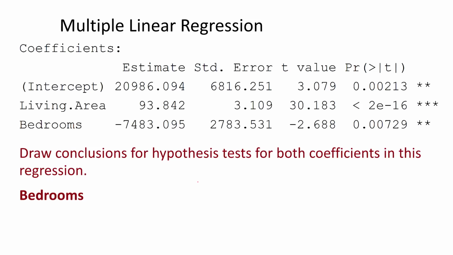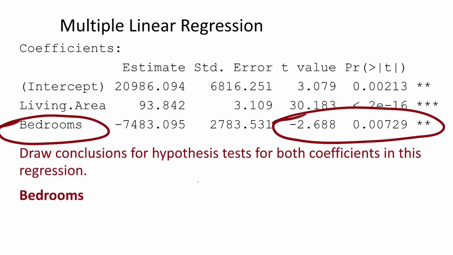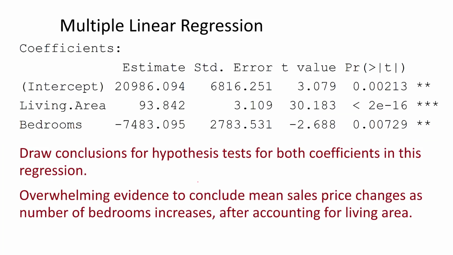All right, let's try for bedrooms. So again, we've got our output for bedrooms. The test statistic is negative 2.69, and the p-value is 0.007, still tiny. So again, we're going to have overwhelming evidence that mean sales price changes as number of bedrooms increases after accounting for living area. So again, we're not looking at the sign of the estimate. These p-values are for the not equal to alternative hypothesis. If we want to do a directional hypothesis, we need to make sure that sign went the way we thought it was supposed to, and then cut the p-value in half.